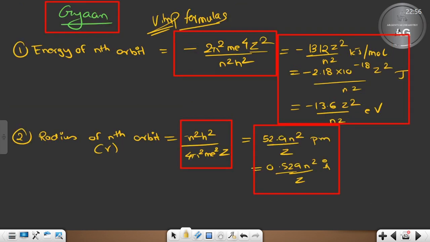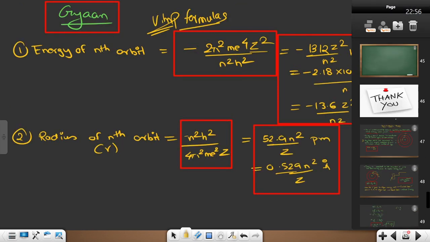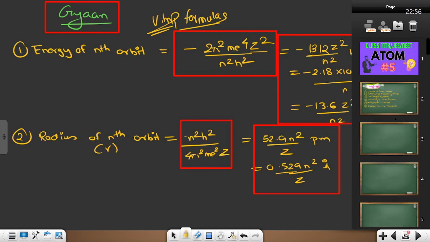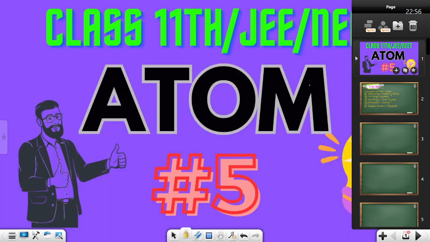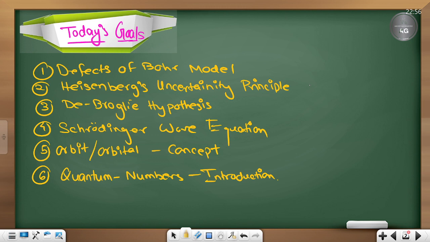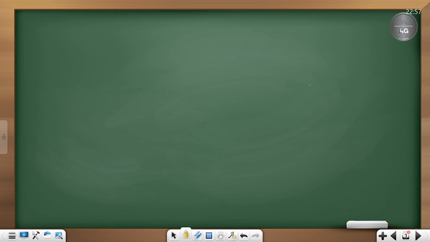What we will discuss today: defects of Bohr model, Heisenberg's uncertainty principle, de Broglie hypothesis, Schrodinger wave equation, orbit-orbital concept, and the introduction of quantum numbers. Quantum numbers I will take up in detail in the next class, not today. So let us begin with our first topic, defects of Bohr model.